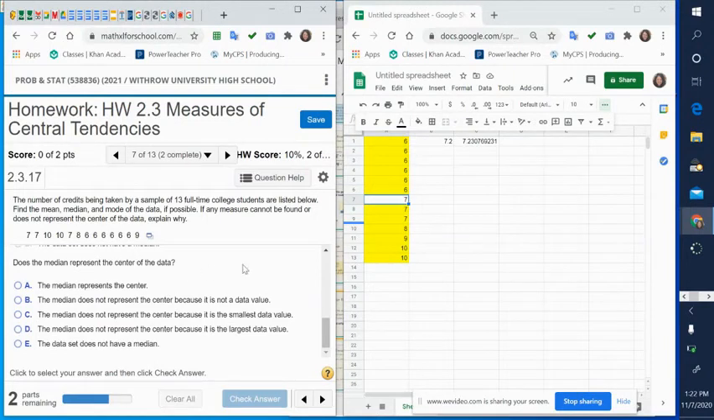Does the median represent the center of the data? Yeah, it's pretty smack dab in the middle. Sure.